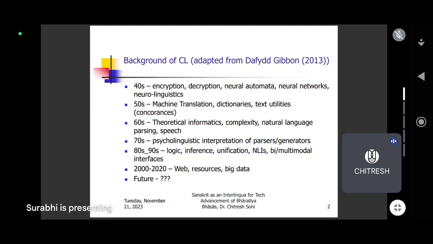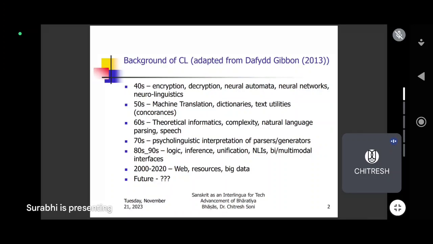And it was the same time, around the Second World War, when the Turing machine also got invented. Okay, we will talk about it. That Turing machine, all the computer science people must know, is not a physical machine, but a mathematical model of how to compute any algorithm. Then in the 50s, it went to machine translation, then dictionaries, text utilities, concordances, and translation was funded very well.